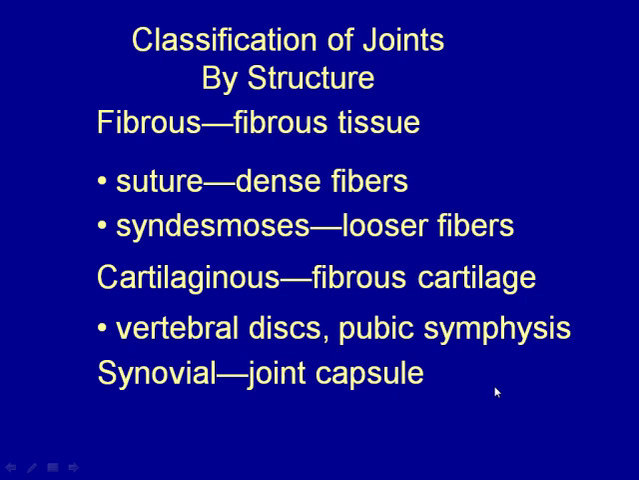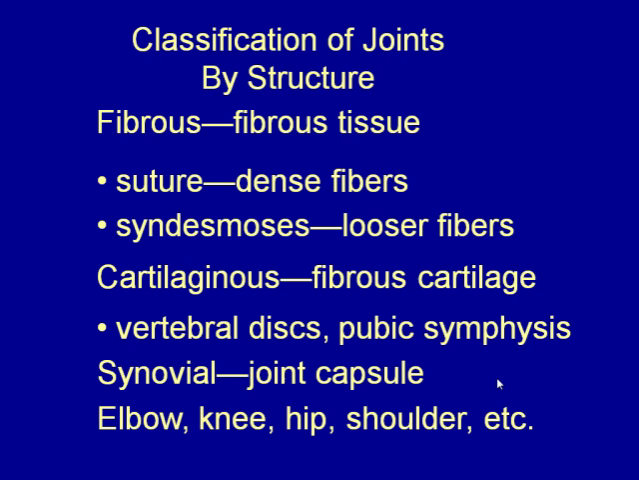The synovial joints with the joint capsule have some space between the two bones, and this allows for free movement. So all synovial joints are diarthroses. So things like the elbow, the knee, the hip, the shoulder joint, those kinds of joints are all synovial joints and diarthroses.